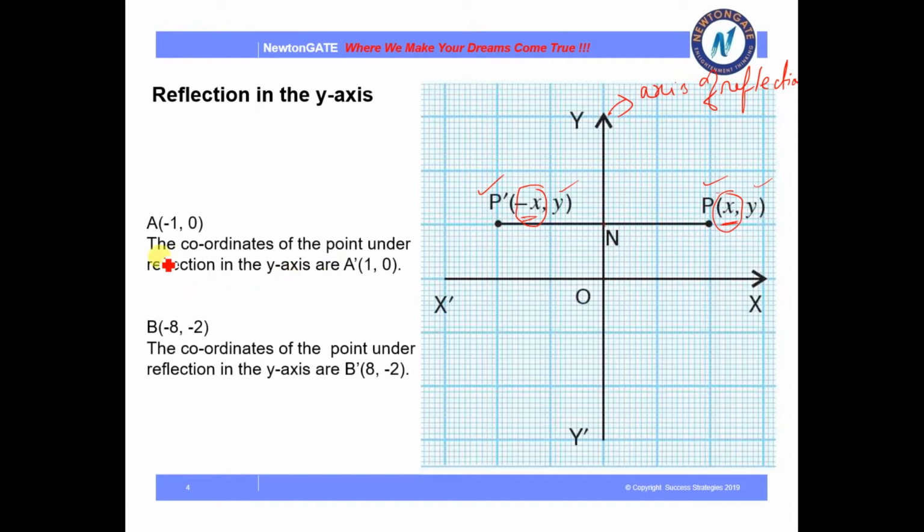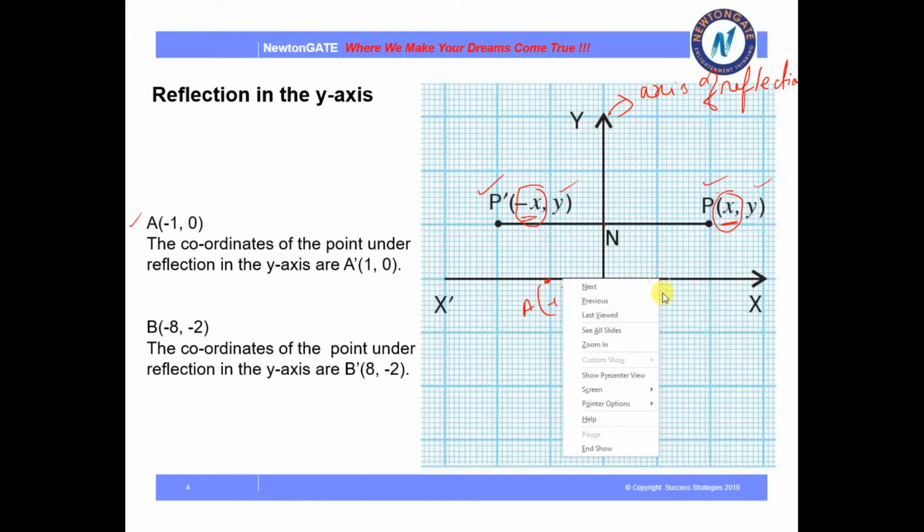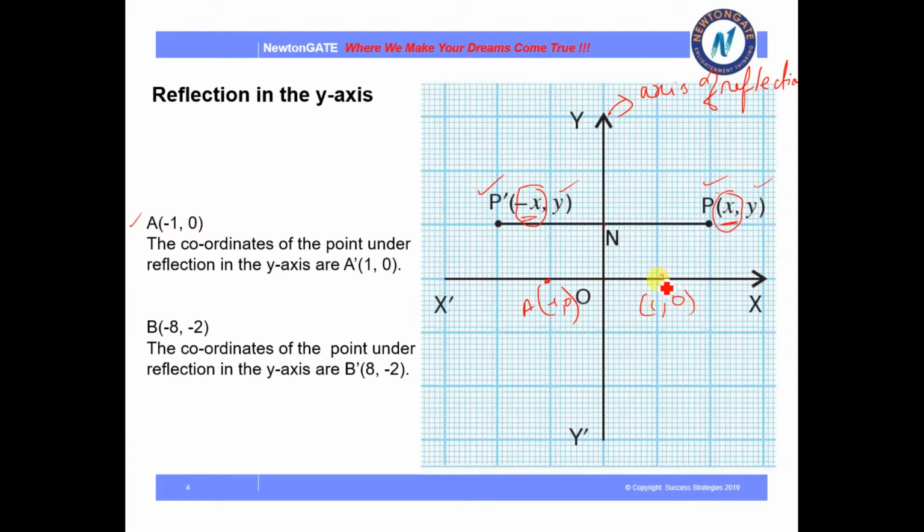Let's take an example. Let's say we have a point A, minus 1 comma 0. So let's say the point is here, minus 1 comma 0. So A is minus 1 comma 0. On reflection in the y-axis, it will become 1 comma 0. So this point A dash becomes 1 comma 0. See, the distance is the same. From the origin, A dash is 1 and from the origin, A is also 1. If we have another point P, minus 8, minus 2, the abscissa will become its negative. So minus 8's negative is 8 and minus 2 will remain the same.